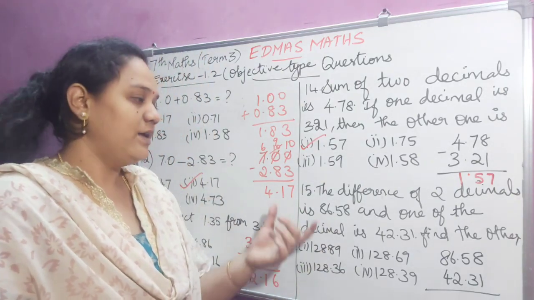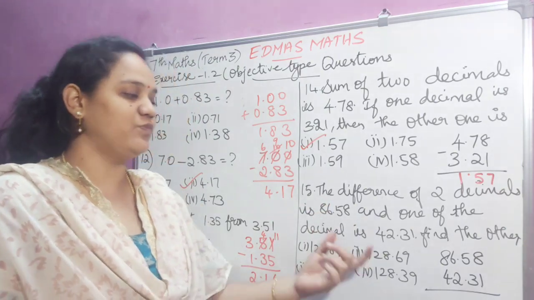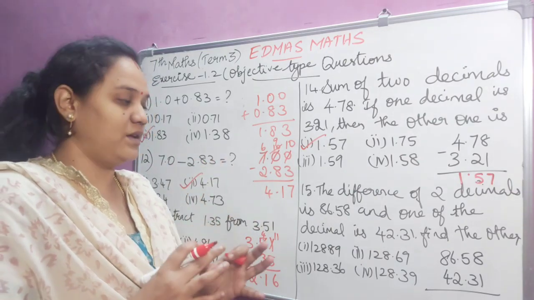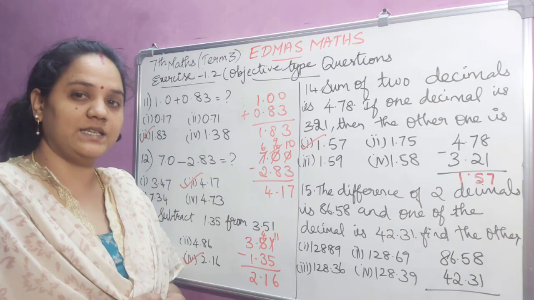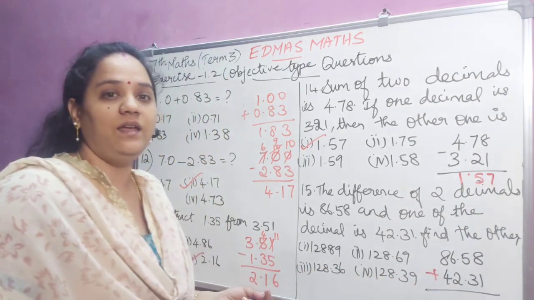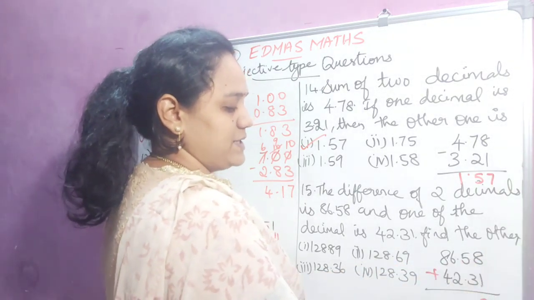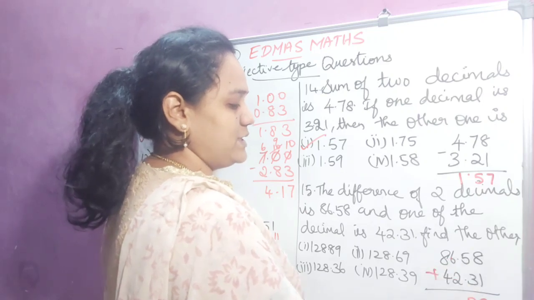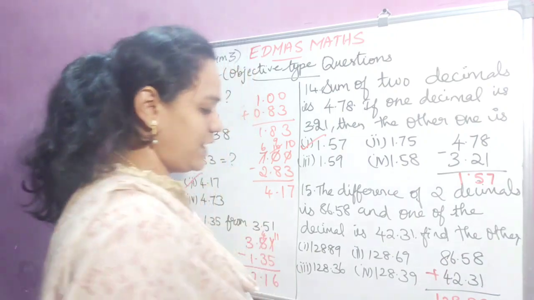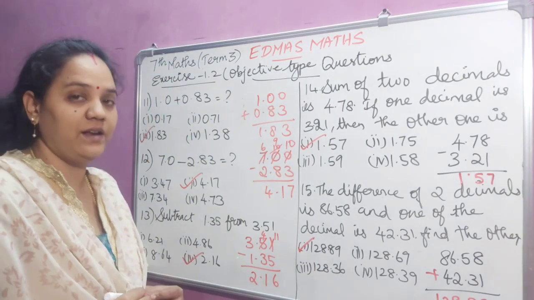Then the 15th one. The difference of two decimals is 86.58 and one of the decimals is 42.31. Find the other. The difference is given. Okay, the difference of two numbers is given as 86.58 and one number is given. So if we add these two numbers, we can get the answer. So for adding, 8 plus 1 is 9, 5 plus 3 is 8. 6 plus 2 is 8. 8 plus 4 is 12. So the answer is 128.89. So the first option is our answer.